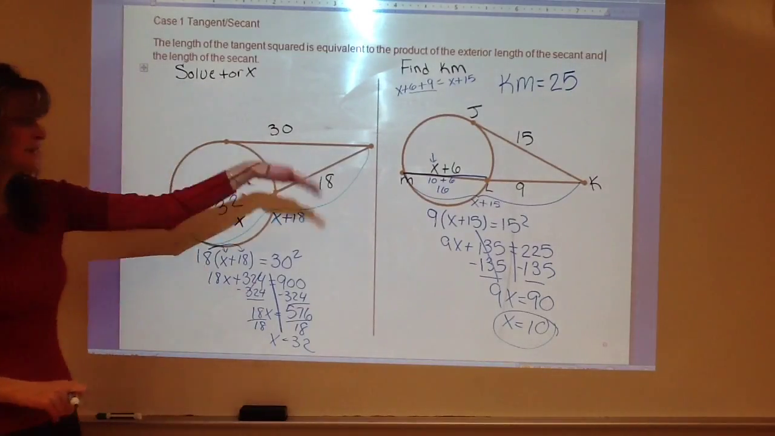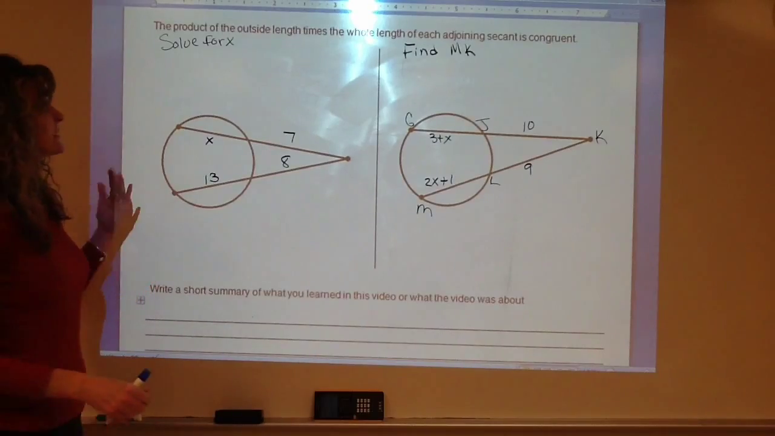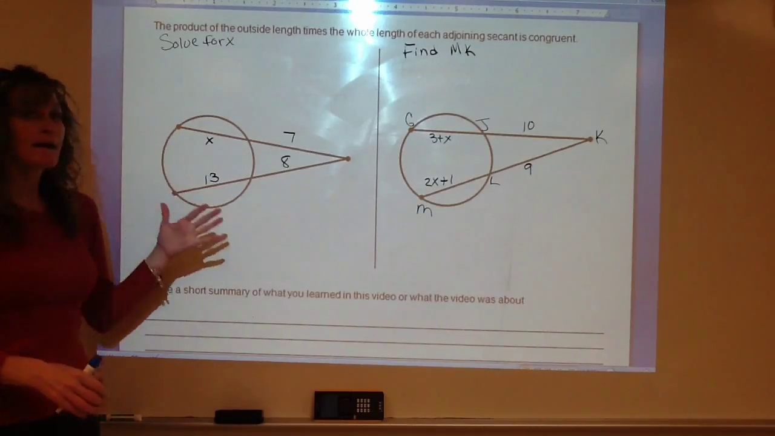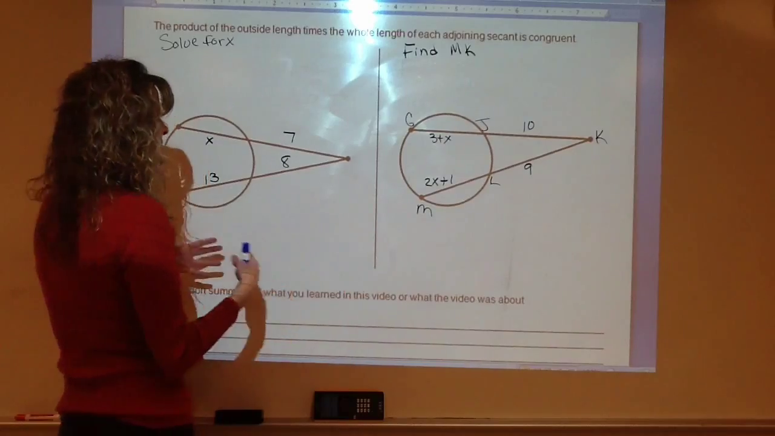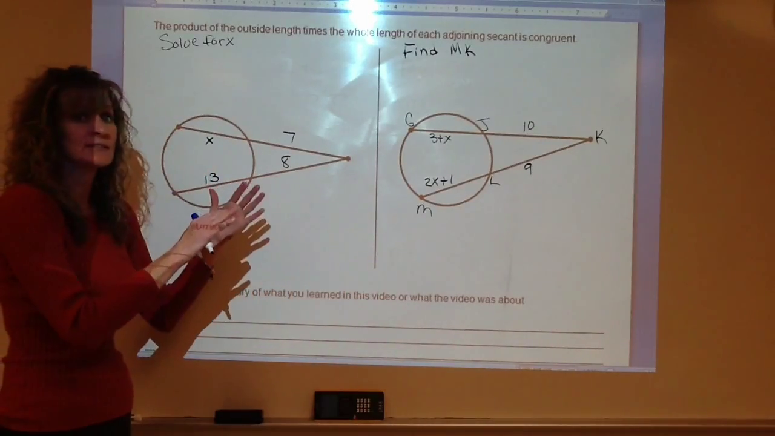Okay, so that was case 1, tangent secant. Now let's do secant secant. Okay, let's look at case 2, secant secant. Now, the formula is still kind of almost the same as the tangent secant. Well, it is in regards to the secant.